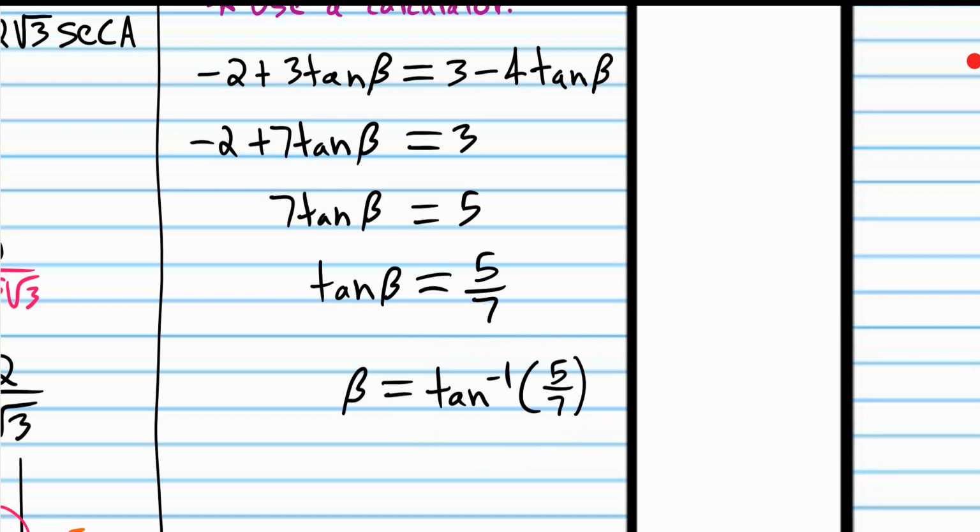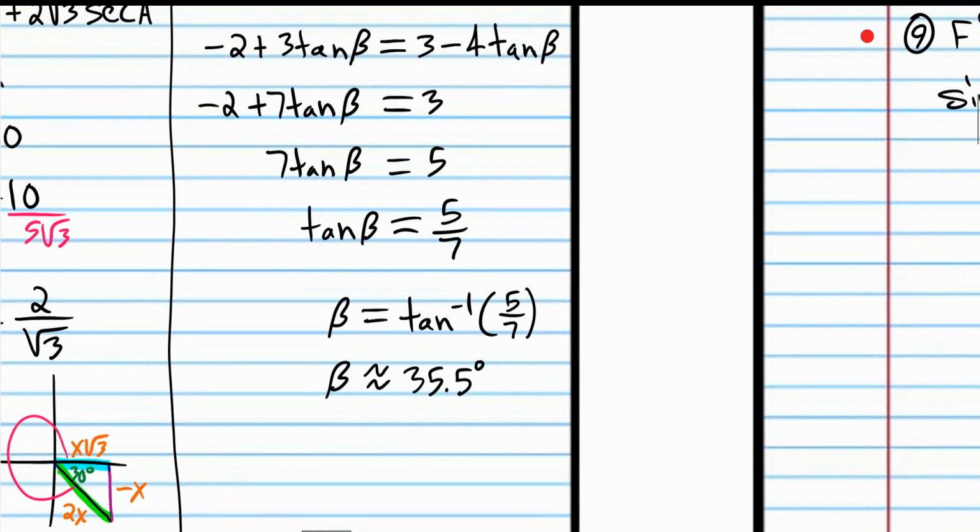If you're using an iPhone, you need to enter 5 divided by 7 and then the equal button, and then push the second button in the upper left and the tangent -1 button. Do not push the tangent h -1. You're going to push the tangent -1 button, which means tangent inverse. And the calculator tells us that the answer is 35.5 degrees. We can just round off to 35.5.